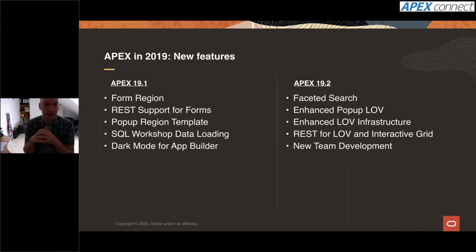Okay, what's new in 2019? When I remember last year's APEX Connect, I did a session about data loading, and there were sessions about REST support for forms. So in 19.1, one of the new features was to increase the REST support, which was started in 18, to a read-write APEX component for the form pages. Data loading was revamped. We introduced dark mode for the Application Builder. The pop-up region template was introduced. And of course, this is just a few major new features. There were a lot of other new features.